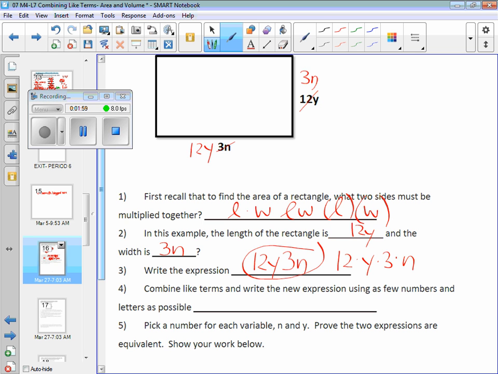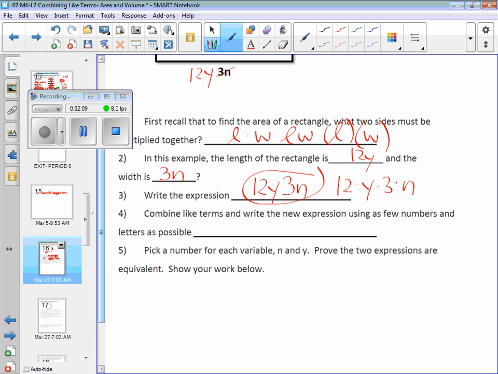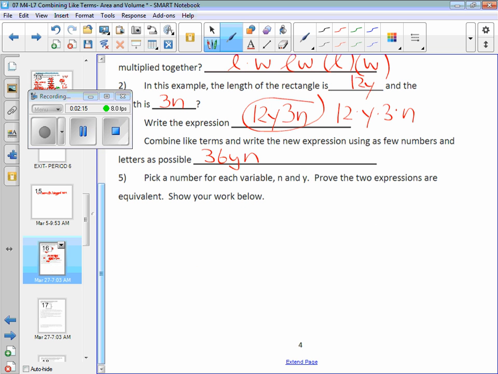Now, combine like terms. Go ahead, Isabella. 36yn is our combined expression. Okay, so the original expression was 12y 3n, and then you had 36yn, right? Yes?